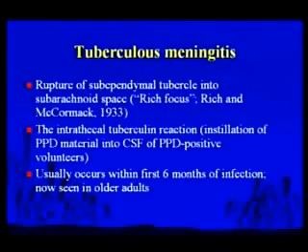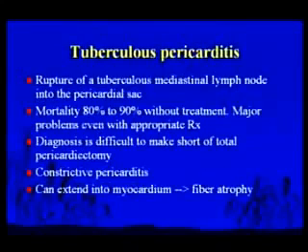Tuberculous meningitis, Arnold Rich and McCormick demonstrated that in every case, they could find a little tubercle just beneath the arachnoid mater in the brain, a subependymal tubercle that ruptured in the subarachnoid space. And if I take a healthy tuberculin-positive medical student, and then we do a spinal tap and inject some PPD, we will mimic the syndrome of tuberculous meningitis. So always think TB in a case of meningitis.